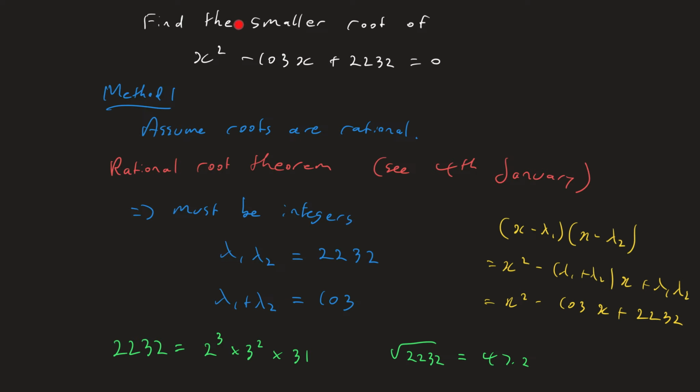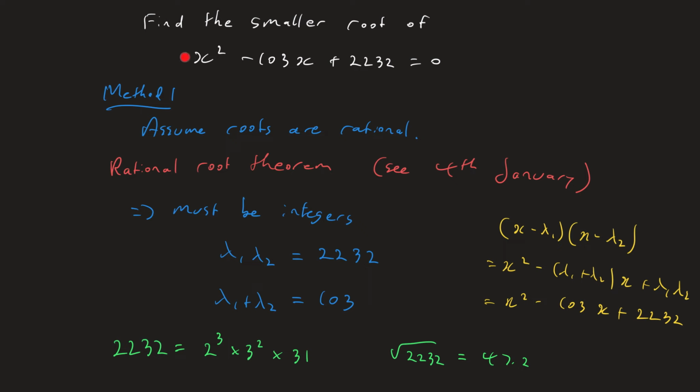Today's problem is to find the smaller root of x squared minus 103x plus 2232 equals 0. The first method is to assume the roots are rational, simply because this is a puzzle given to us. The rational root theorem, which we discussed in our video of 4th of January, tells us in this particular case that any rational root must actually be an integer.